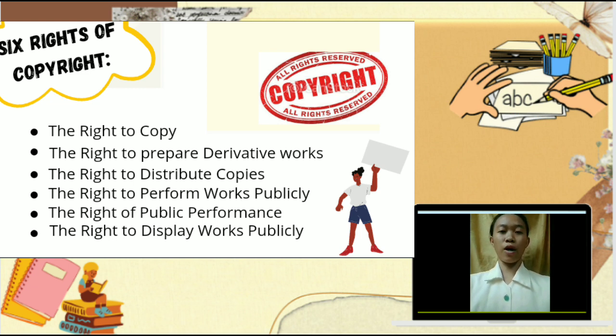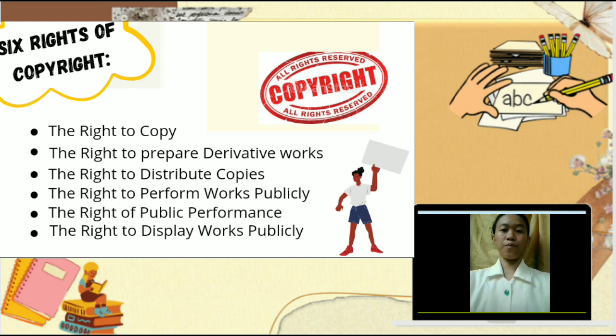Then, the third one is the right to distribute copies. In the digital world, distributing copies would be posting material on the internet. And then the right to perform works publicly. When a play is performed for an audience, it is publicly performed. If a copyright holder allows a play to be performed by others, he or she is entitled to a royalty fee and control over how the work is performed.